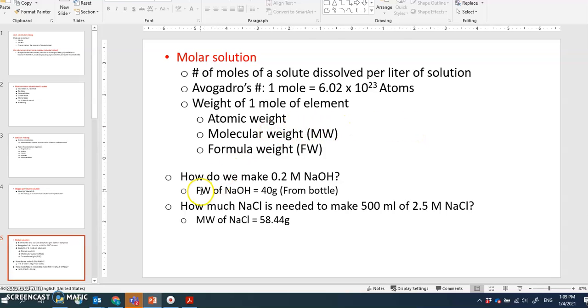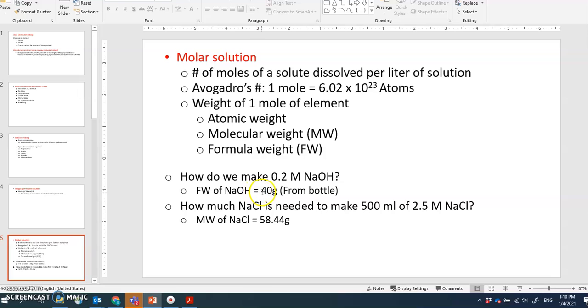So how do you make, for example, 0.2 molar sodium hydroxide? If you look at the atomic weights of sodium hydroxide, you will realize it's 40 grams. If you do not remember, you can just look at the chemical bottle. Normally, the bottle of sodium hydroxide says what its molecular weight or formula weight is. It's 40 grams, it'll say it.